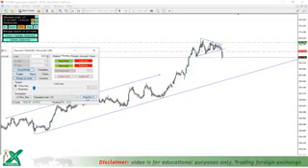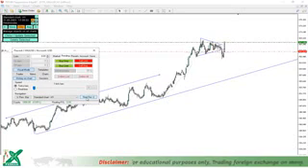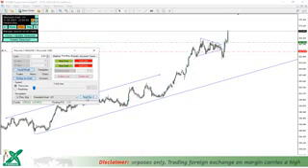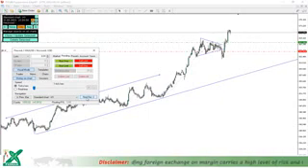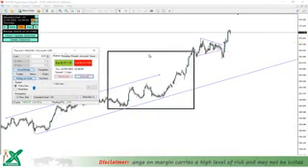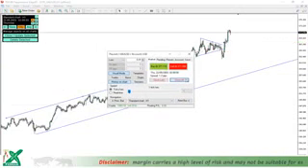So we got a drop. If our order gets triggered to the upside, it gets triggered, right? And we got a move to the upside. Now I will close this trade, just to give you guys an idea.